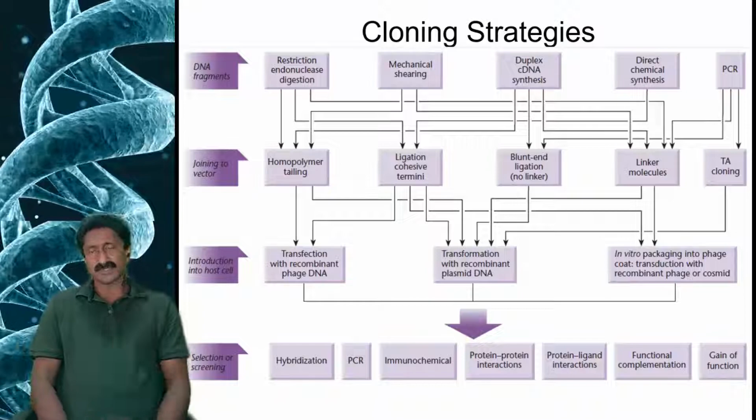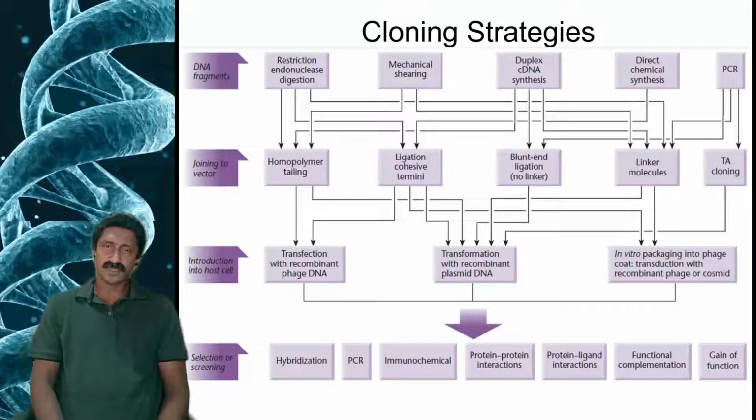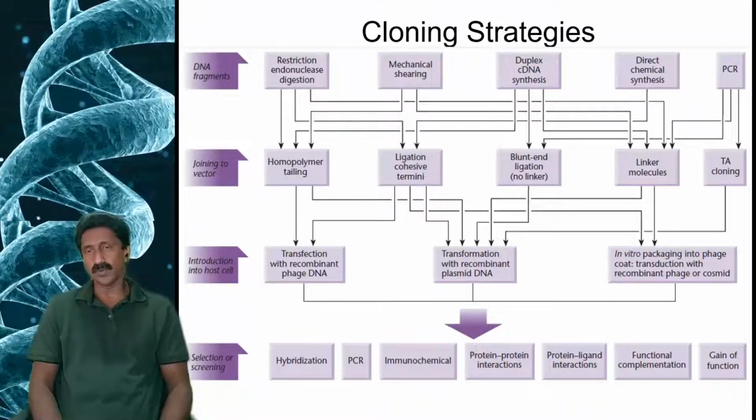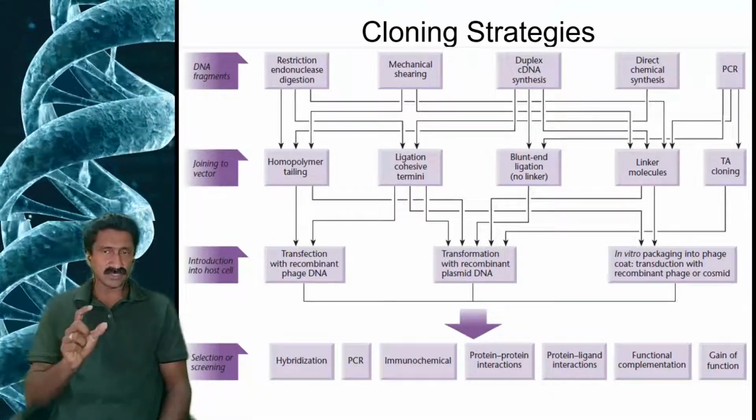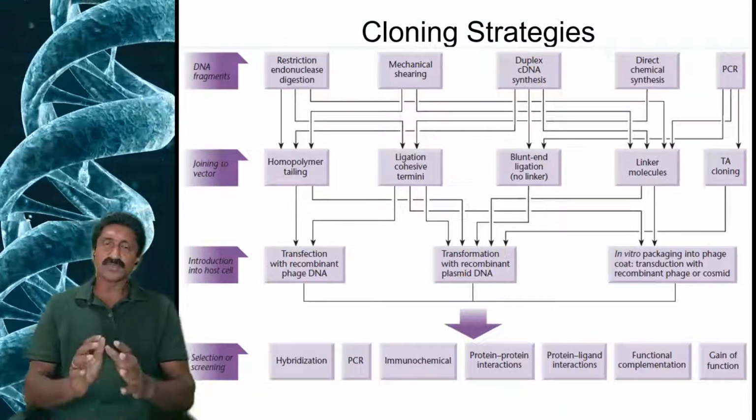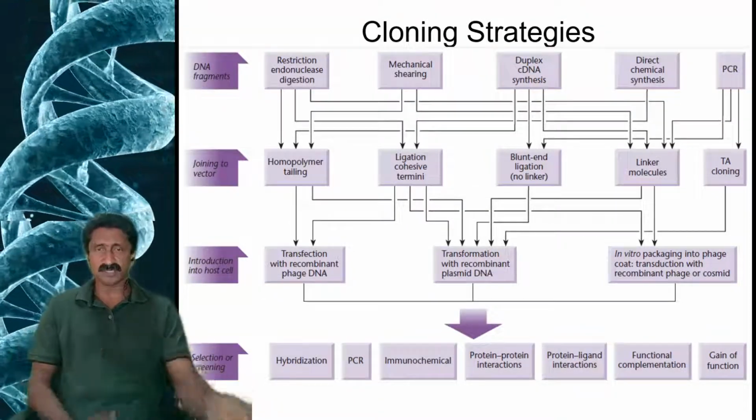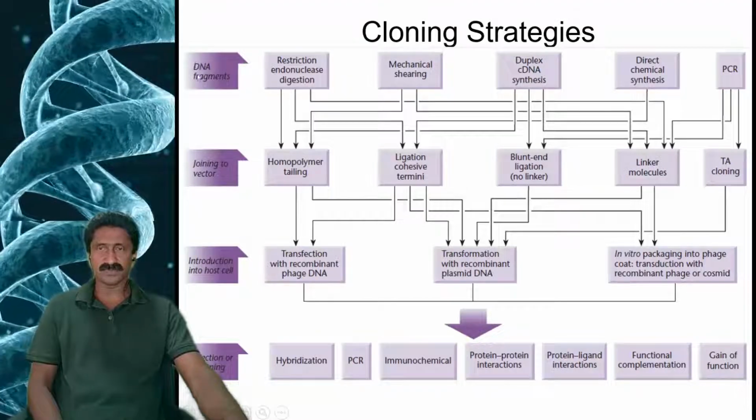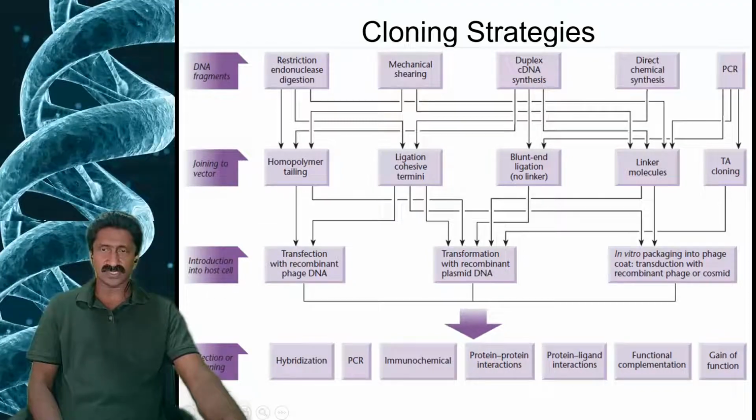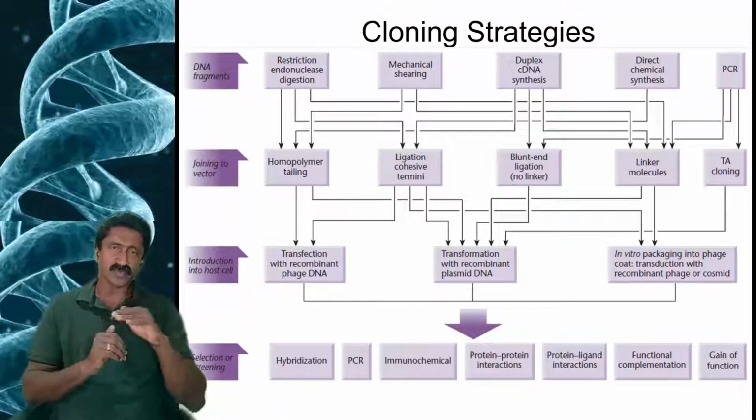So now we come to the cloning strategies. Now that we have discussed the various steps involved, we have to see how we can achieve these goals. The initial step is the preparation of the DNA fragments or the gene of interest, for which you can use various methods. Any of the methods can be used for achieving the first step. For example, DNA fragment preparation, then joining to the vector, then introduction to the host cell, and screening and selection. This can be layered in 4 stages.